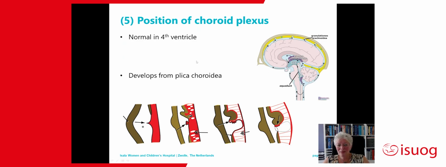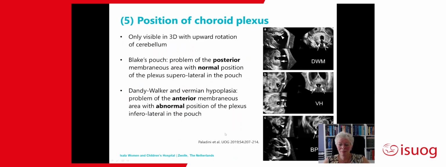And last but not least, the position of the choroid plexus, which is situated normally inside the fourth ventricle, over here. And what we said before, it develops from this plica choroidea, over here, and then should be on the top of the Blake's pouch, a little bit below the vermis. This is a study by Palladini et al. And I have to admit this is a challenge because we can only look at the position of the choroid plexus in 3D and when there's an upward rotation of the cerebellum.